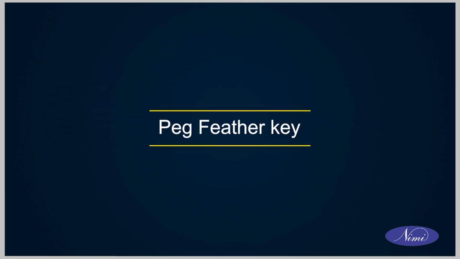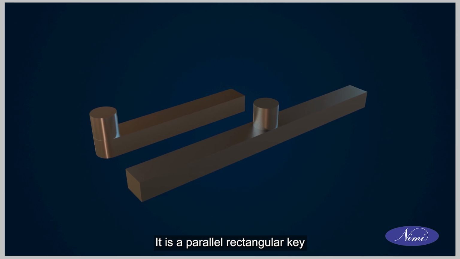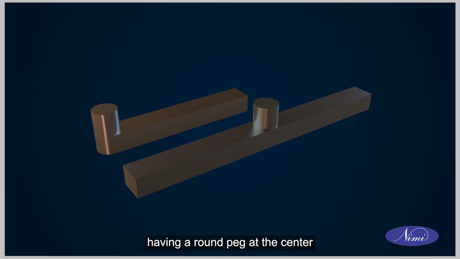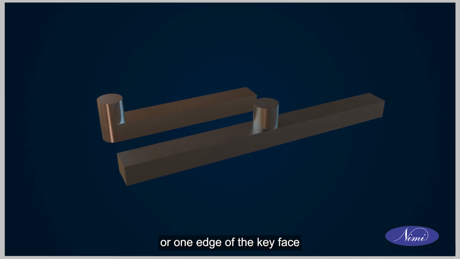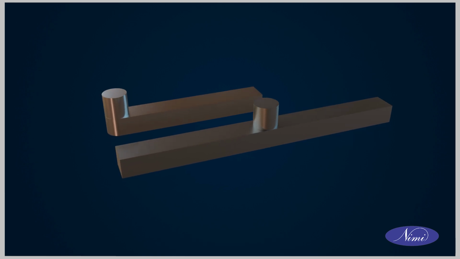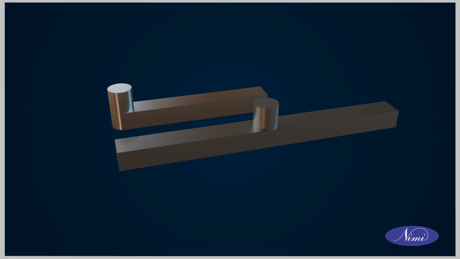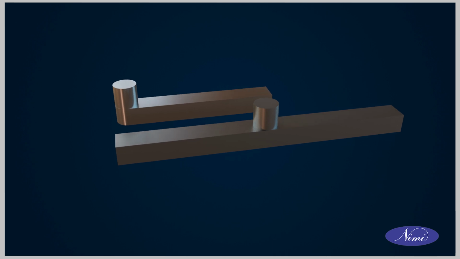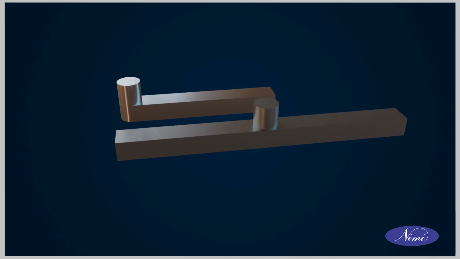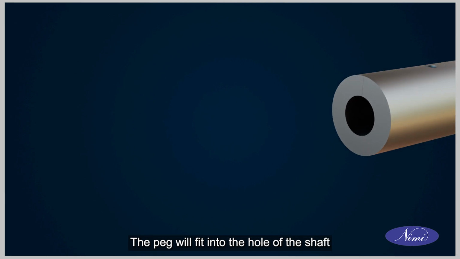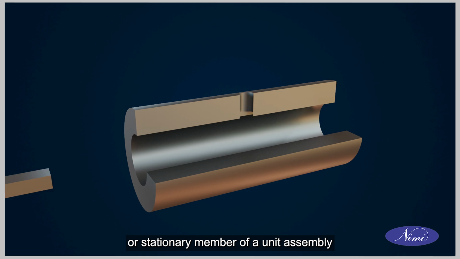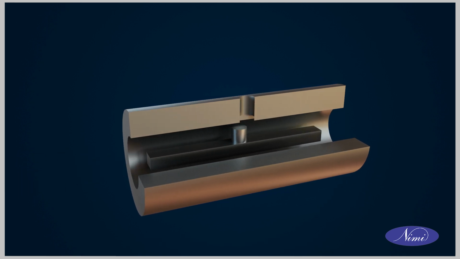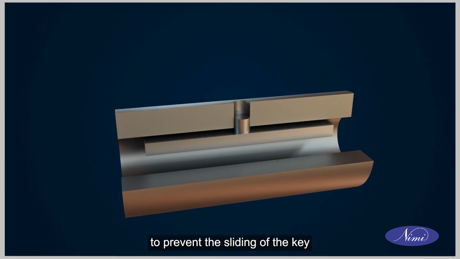Peg feather key. It is a parallel rectangular key having a round peg at the center or one edge of the key face. The peg will fit into the hole of the shaft or stationary member of a unit assembly to prevent the sliding of the key.